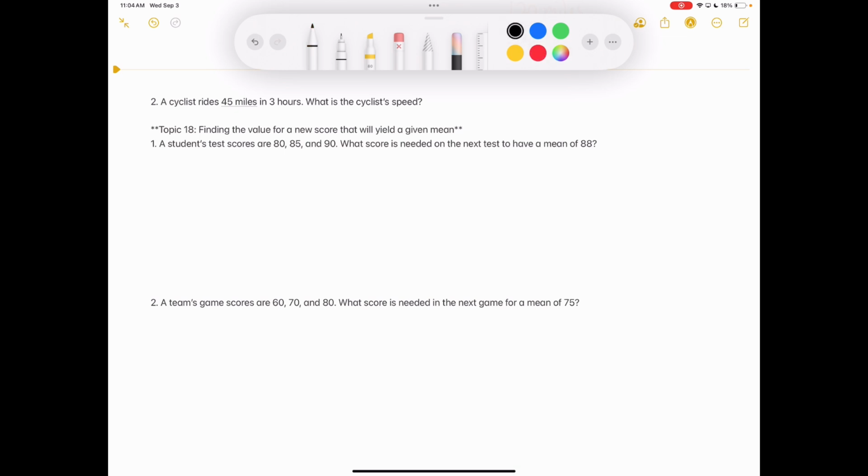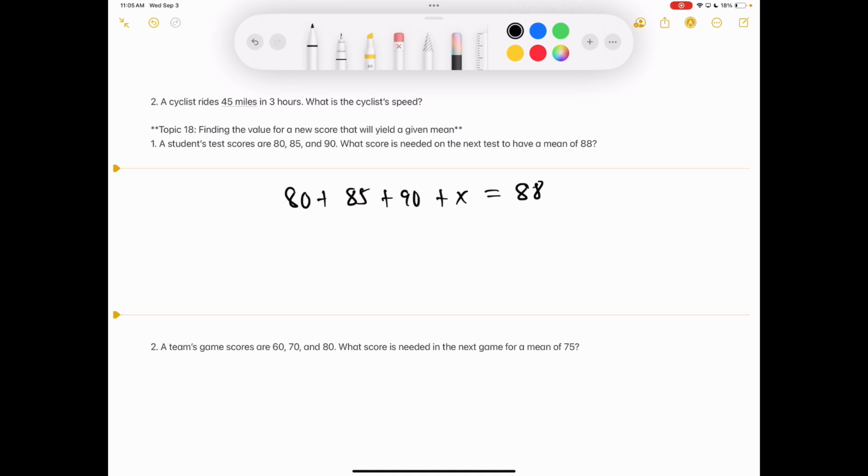Last problem, finding a value of a new score that will give a mean. Uh-oh, how do you find the mean? You add them all up and divide by how many there are, right? So if a student's test scores are 80, 85, and 90, what score is needed on the next test to have a mean of 88? So you have an 80 plus an 85 plus a 90 plus your next test score that we don't know is going to be an 88.